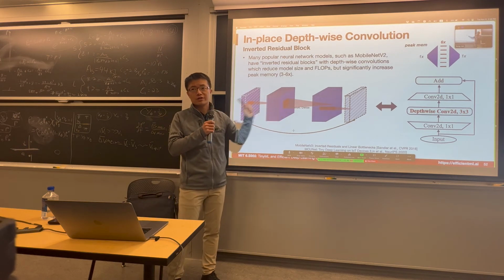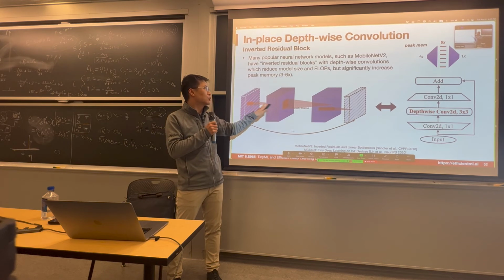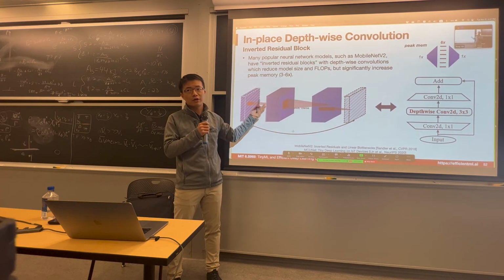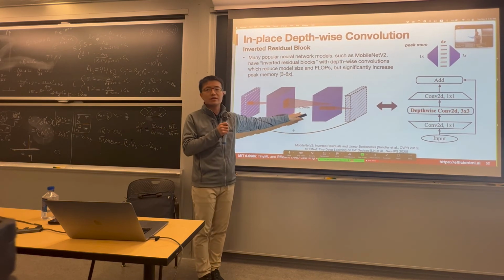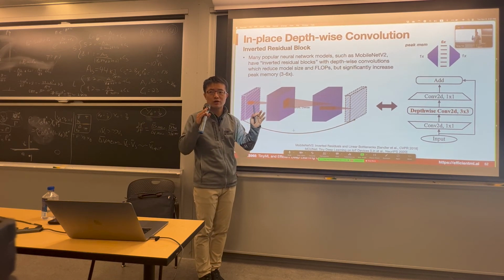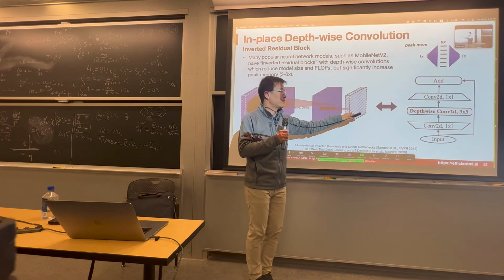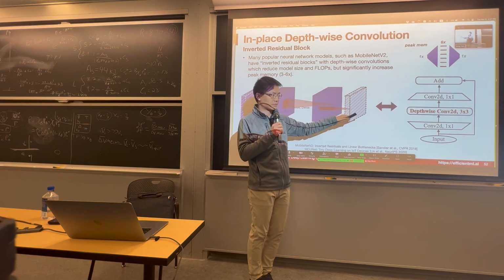Let's review the structure together. We start with a 1-by-1 convolution that increases the number of channels by 3 to 6 times, and then it runs a depth-wise convolution channel by channel. There's no reduction across the channels, but each channel is independent. Finally, it's followed by another 1-by-1 convolution.